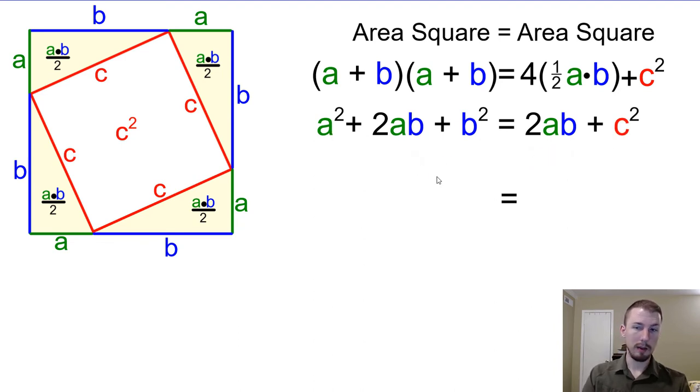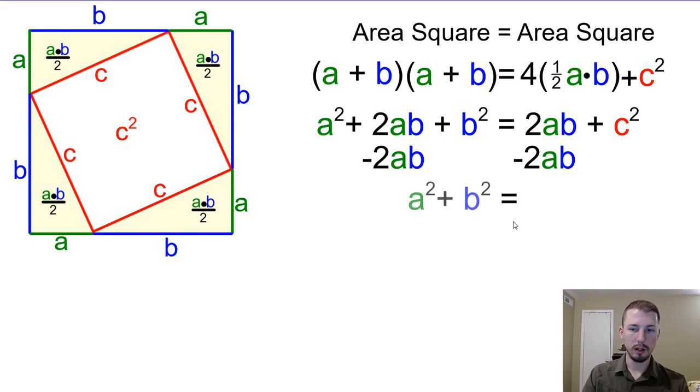There's only one step, I don't know if you can see it, but if we subtract the 2AB from both sides, what are we left with on this side? A squared plus B squared is equal to C squared. Oh my goodness, mic drop. Awesome. So stinking cool. Yes, lots of fun.